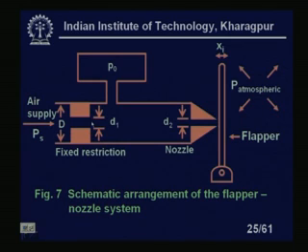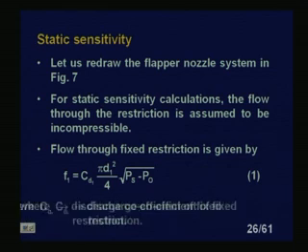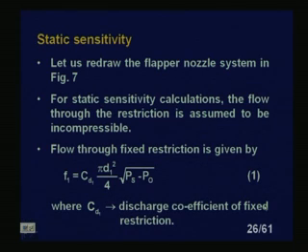Let us look at what D1 and D2 are. D1 is the supply side restrictor orifice diameter, and D2 is the load side restriction diameter, which is circular in nature. CD1 is the flow coefficient on the supply side and CD2 is the flow coefficient at the load side, or the flapper nozzle side. If I have that, obviously the equation looks like this. CD1 is the discharge coefficient of the fixed restriction, that means the supply side restriction. Po is the output pressure, and Ps is our supply pressure.